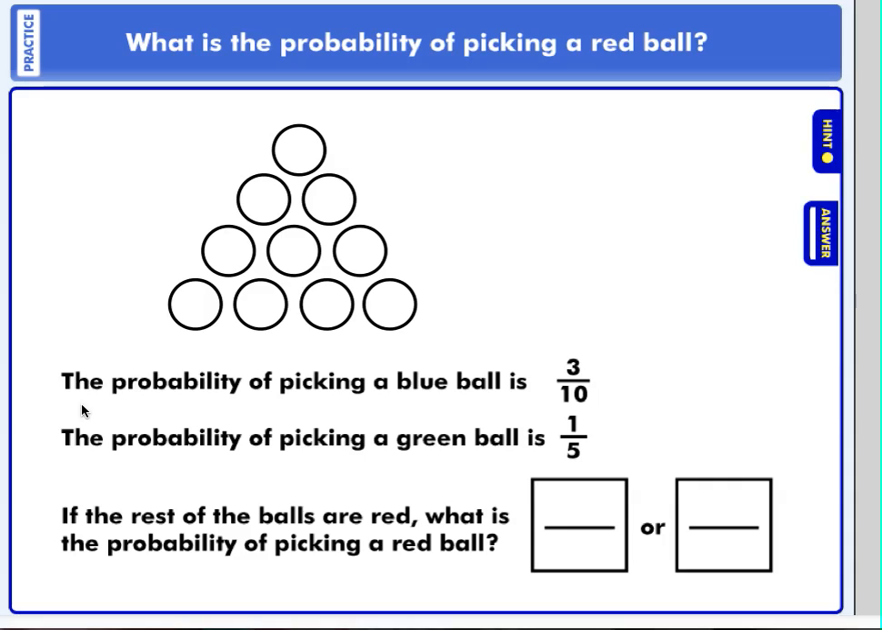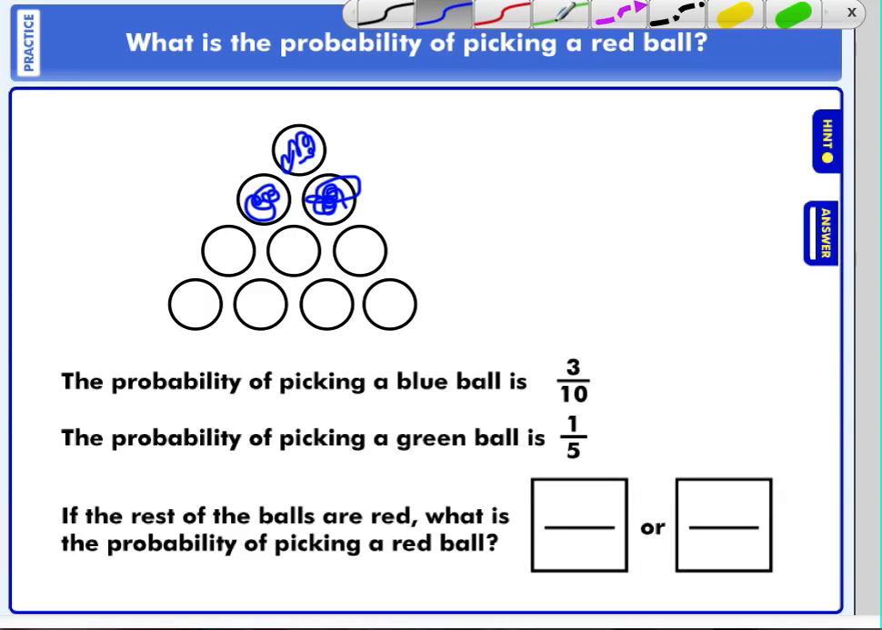Now they're telling us that the probability of picking a blue ball is 3/10, or 3 out of the 10 balls are blue. So I'm going to color 3 of these balls blue. The probability of picking a green ball is 1 in 5, 1/5. Well, 1 in 5 is equivalent to how many in 10? 2/10, right?